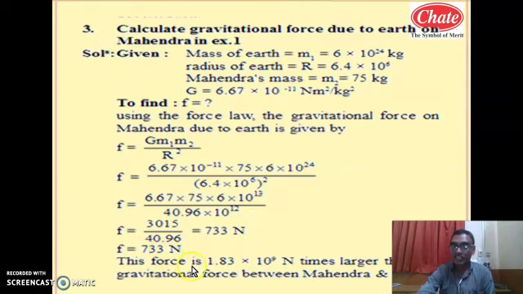This force is very large, 1.83 into 10 raised to 9 times larger than what we calculated in the first problem, the force between Mahendra and Virat. How can this be calculated? Just by taking the ratio of 733 divided by the earlier force value in problem number 1. The ratio will be 1.83 into 10 raised to 9. So this force is quite large.